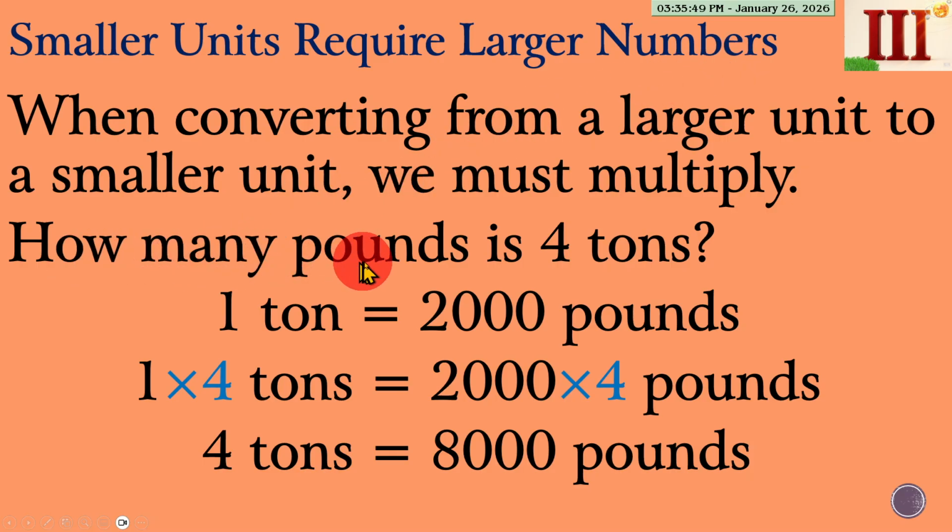When we ask the question, how many pounds is 4 tons? 1 ton is 2,000 pounds. Notice the ton, which is the bigger unit, has a smaller value, and the smaller unit, which is pounds, has a larger value. So that means if I want to find the smaller unit, I will be multiplying. So 1 times 4, I will get 4. And when I multiply 2,000 by 4, I will get 8,000 pounds.